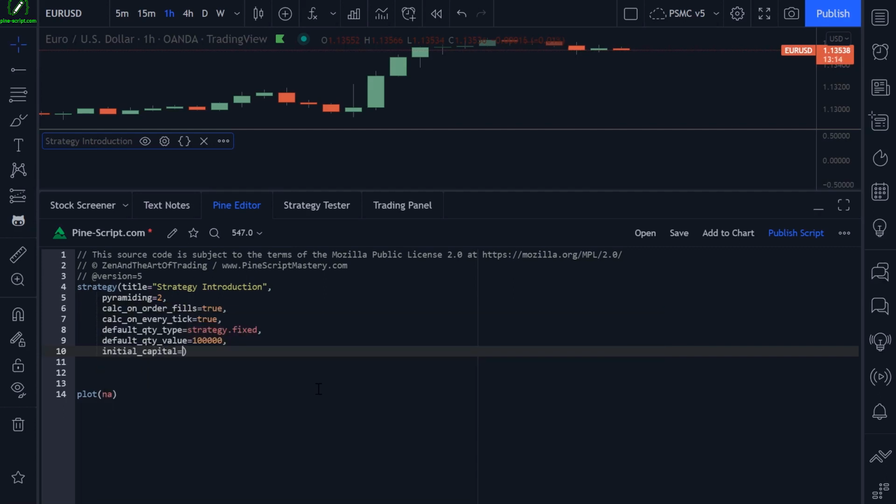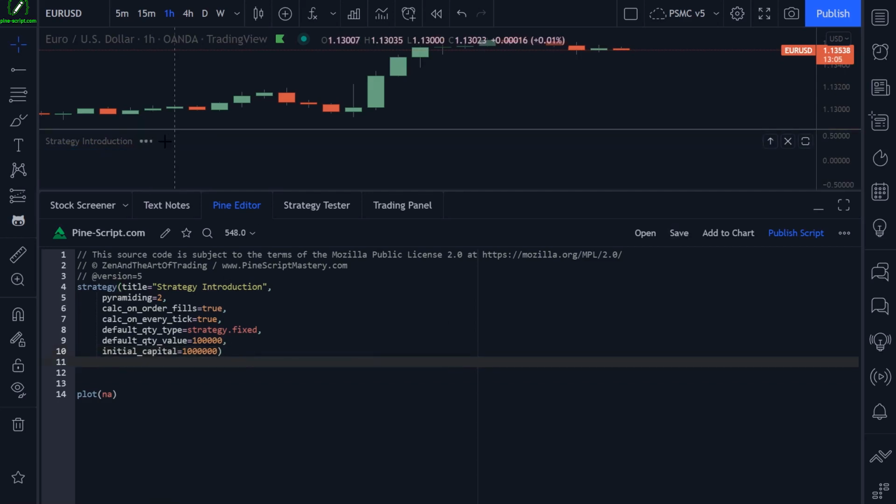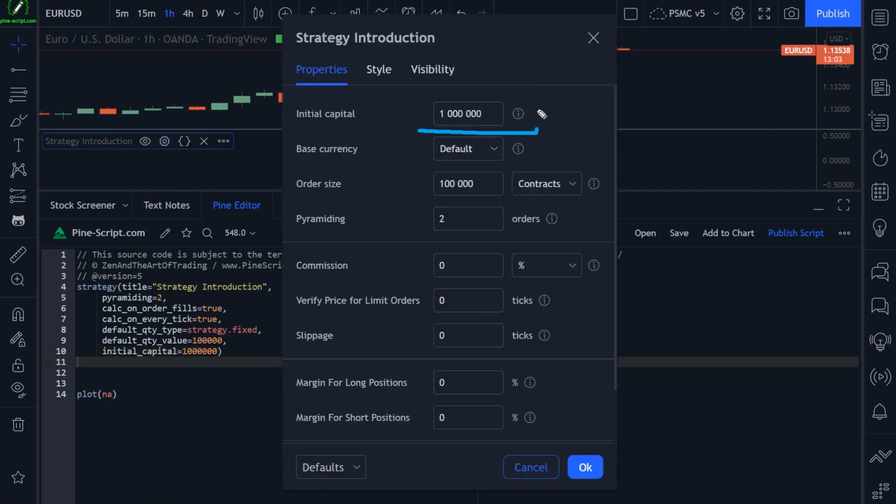Moving on, the next parameter we have is initial capital, which does exactly what you think it would. If I set this to 1,000,000, it'd be nice to have $1 million to play around with the strategy. So let's simulate what that would be like. Open up the settings menu. We now have $1 million of initial capital in our script.